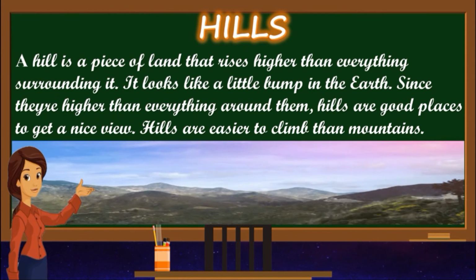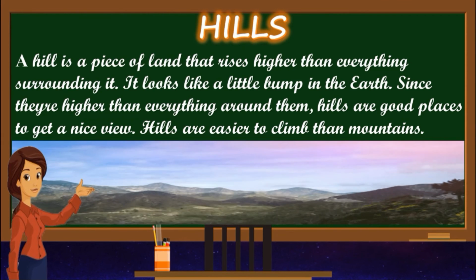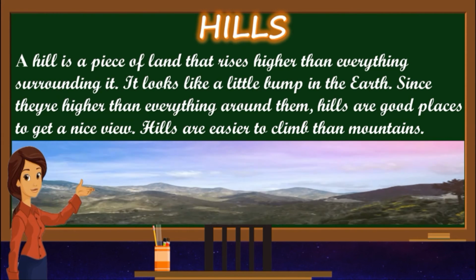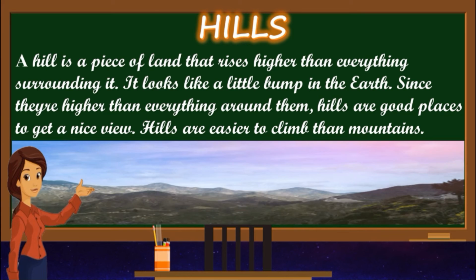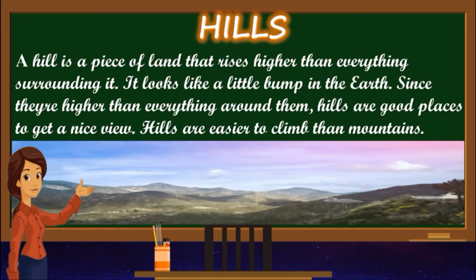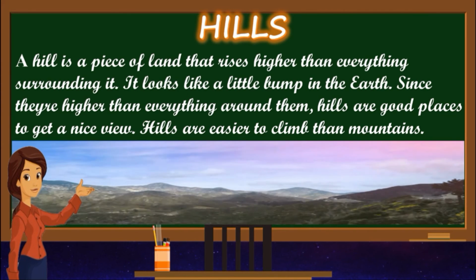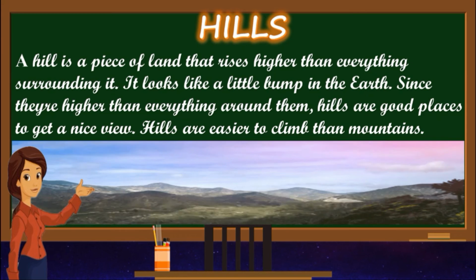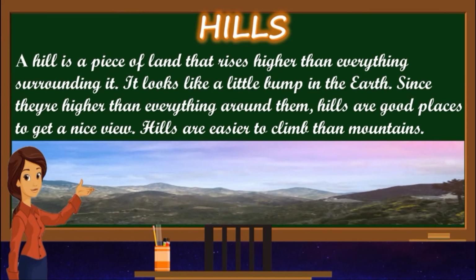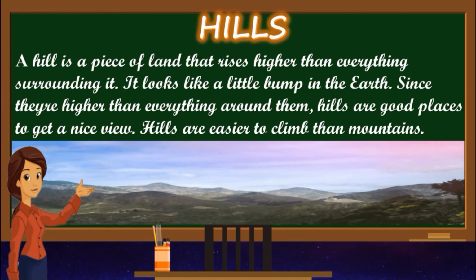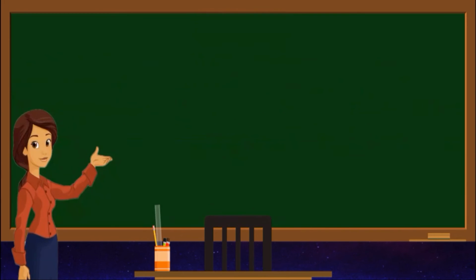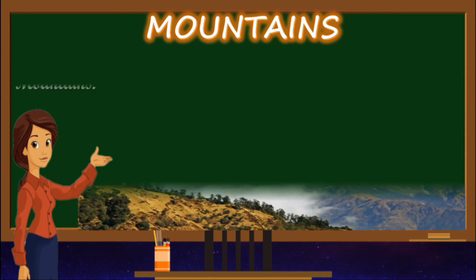So overall, a hill is a landform that extends from the surrounding terrain. Since they are higher than everything around them, hills are easier to climb than mountains. So that's all about hills. Now we shall move on to mountains.